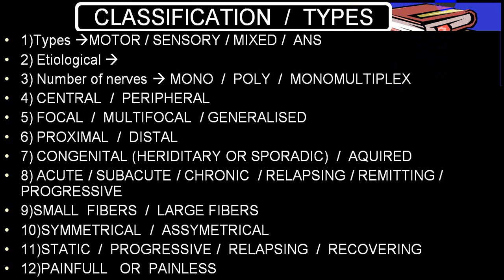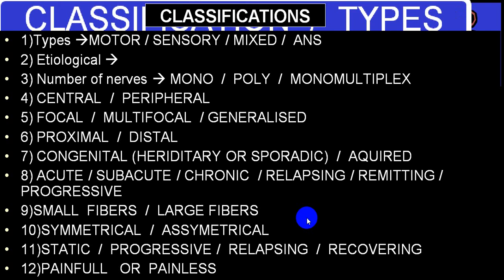Now, a little idea regarding peripheral nerves, the varieties, etc. We call it classification or types. Involvement of peripheral nerve can be motor, pure sensory, or a mix. And along with that, you can have autonomic nervous system involvement. Depending upon the etiology, you can have an etiological classification. We will be dealing with it in the second slide.